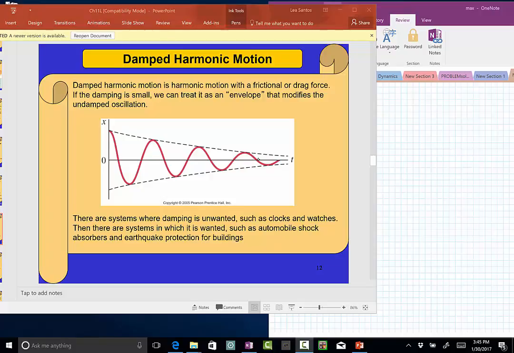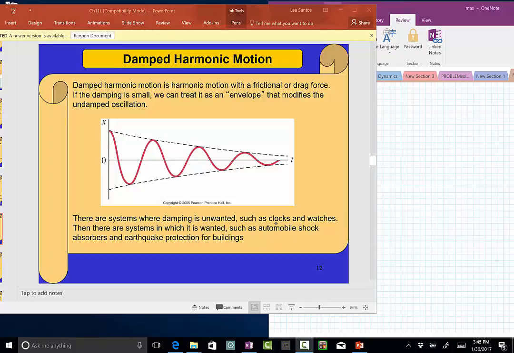Now, damping is not always bad. It is bad if you think, for example, of a clock. Now you have to go on and turn it again so it keeps moving. You know, those big old clocks that your grandparents may have. But it may also be a good thing.